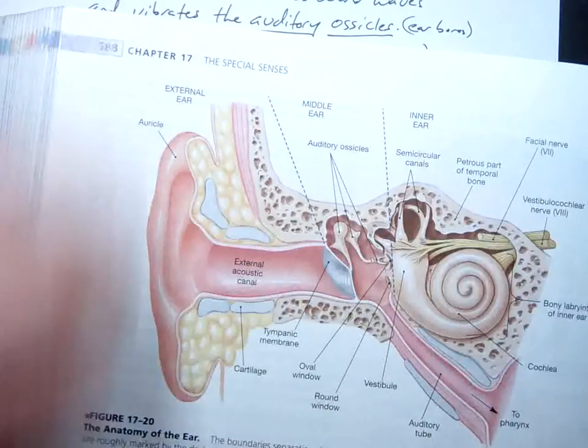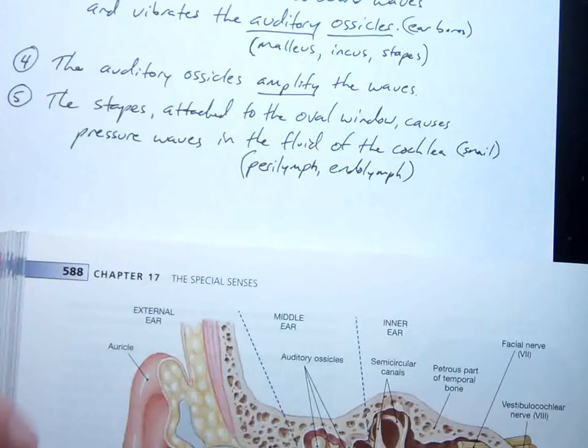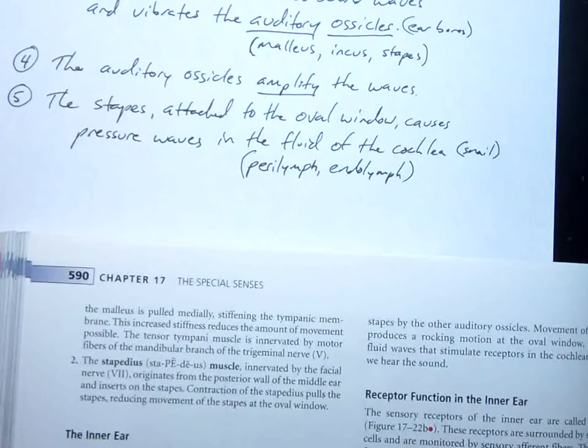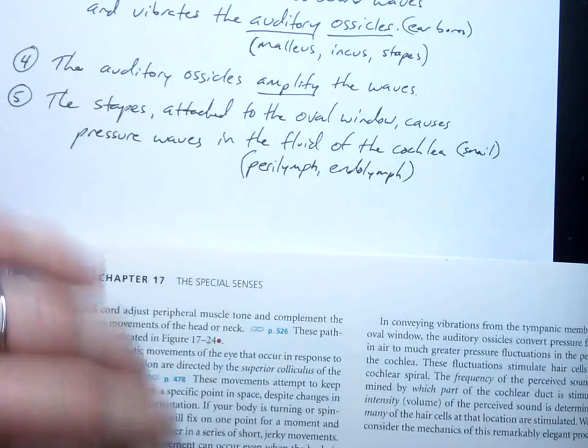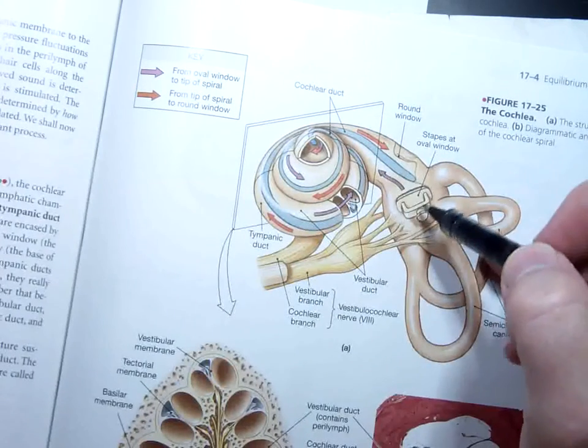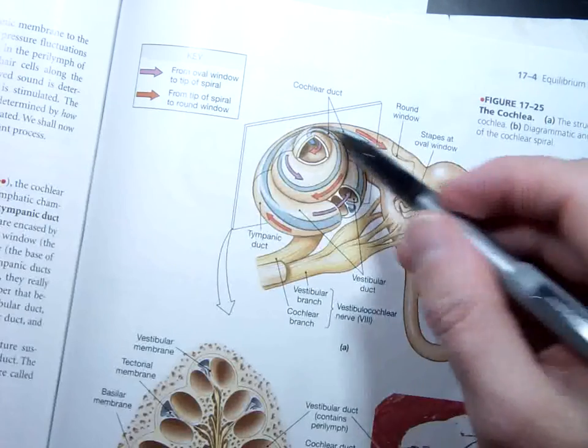Now, what happens then is this. We have, in the cochlea, those pressure waves are going to travel through. So this is like pressure going in, and it will go through into the cochlea like that.